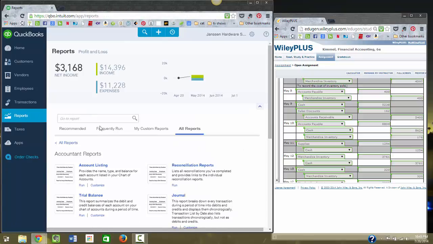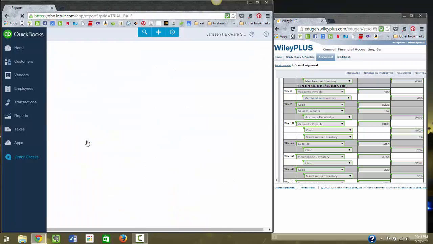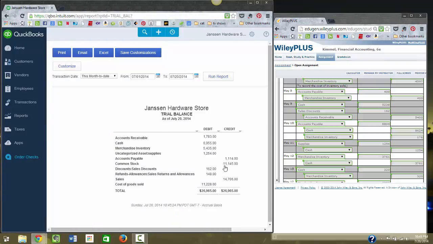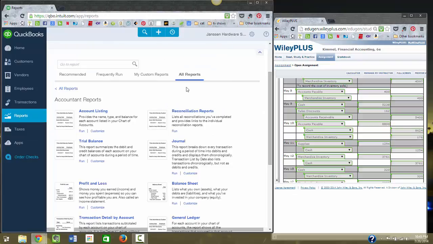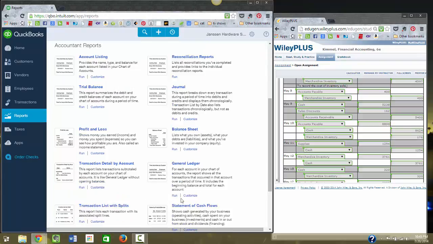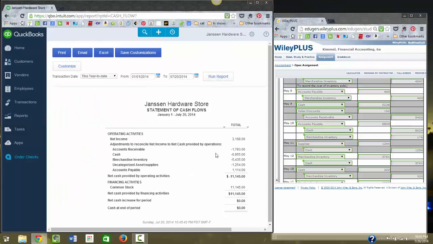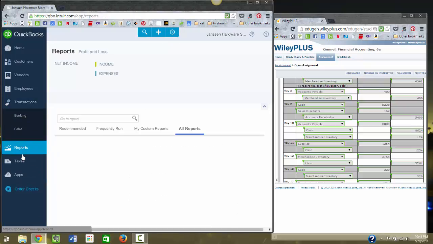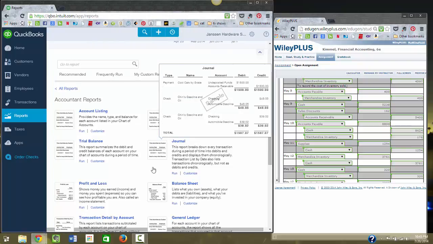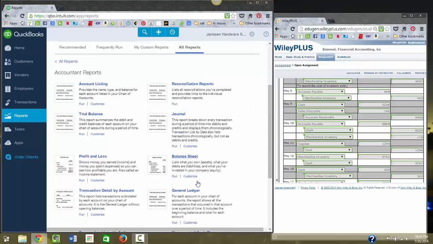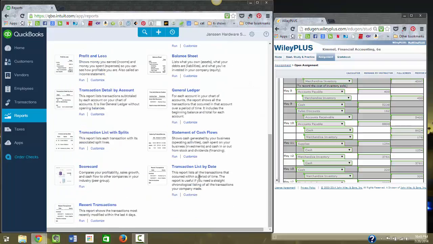Now you can also view a trial balance, which it lists right here. That way you make sure your debits and your credits all match up. And there are a lot of different reports that you can look at. You have your general ledger, you have your statement of cash flows here, but most people are interested in the profit and loss and the balance sheet.